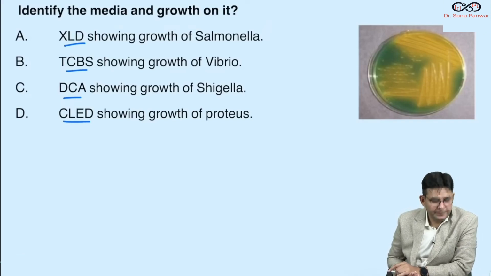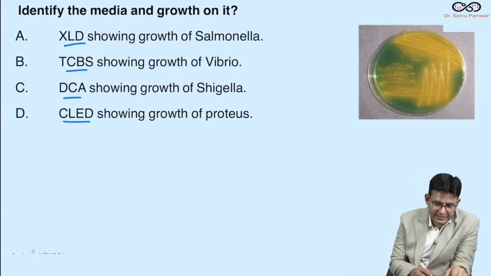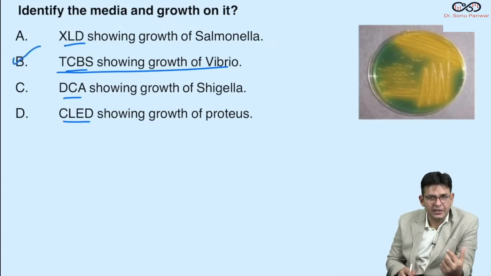Medico Journey is saying D. Arvind Kumar is saying B. Arvind Kumar again is saying TCBS. So guys, this is a tricky one. As such, what I want to ask is this only: TCBS, thiosulfate citrate bile salt sucrose, which is the best selective culture media for Vibrio cholerae, and it is a greenish media on which yellow colonies of Vibrio cholerae come up.